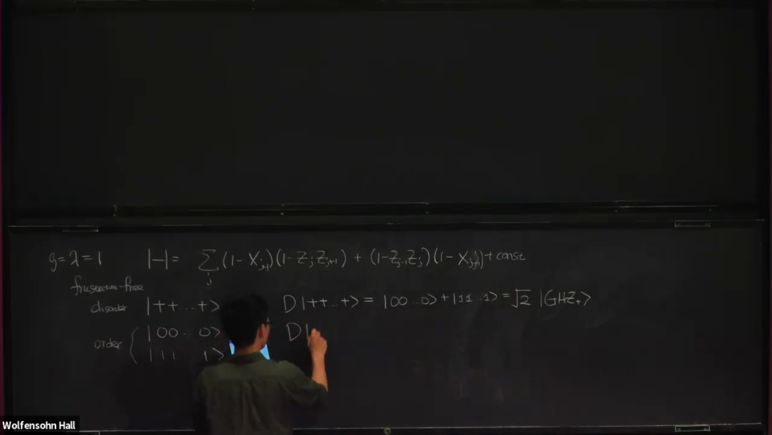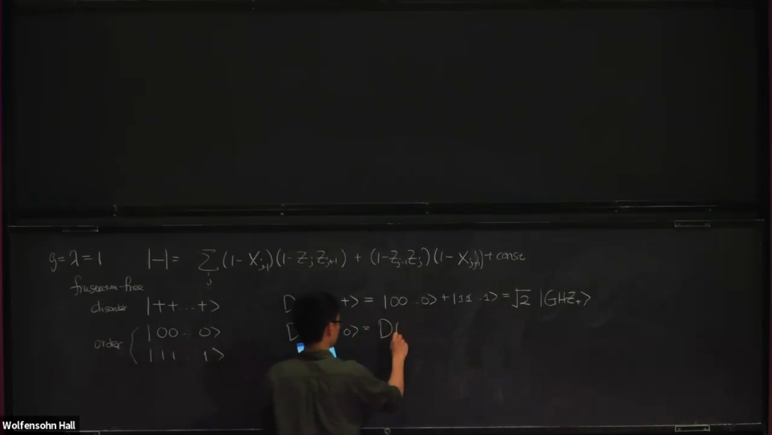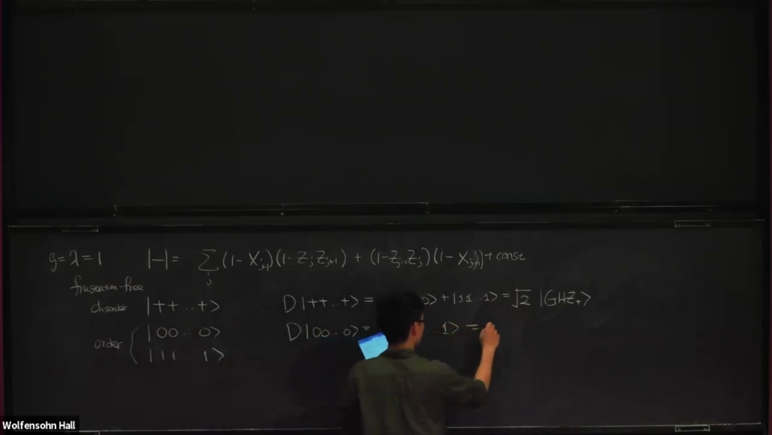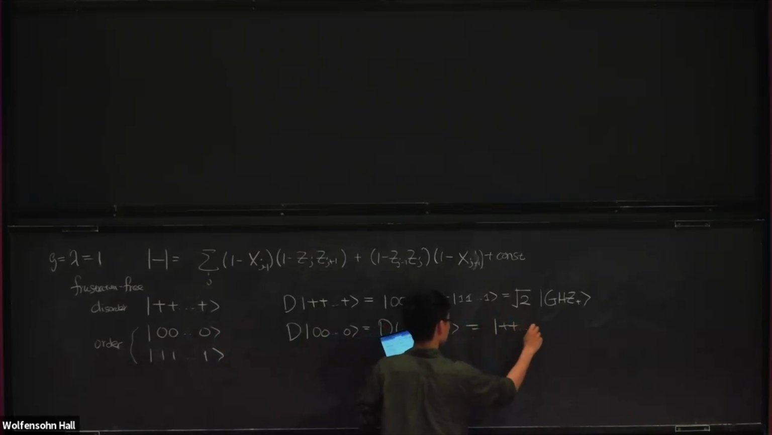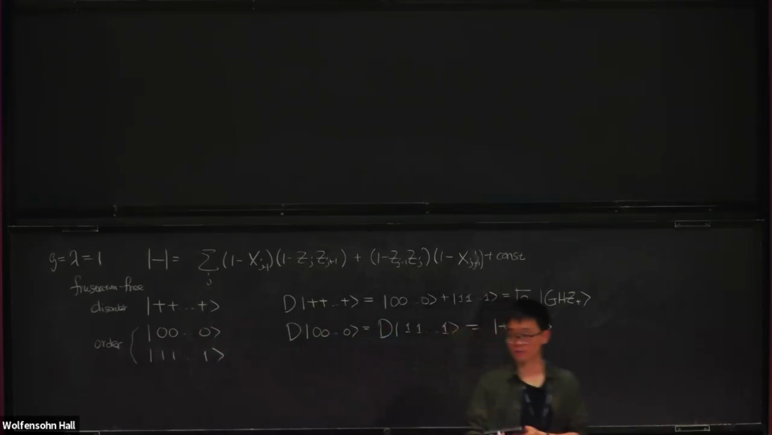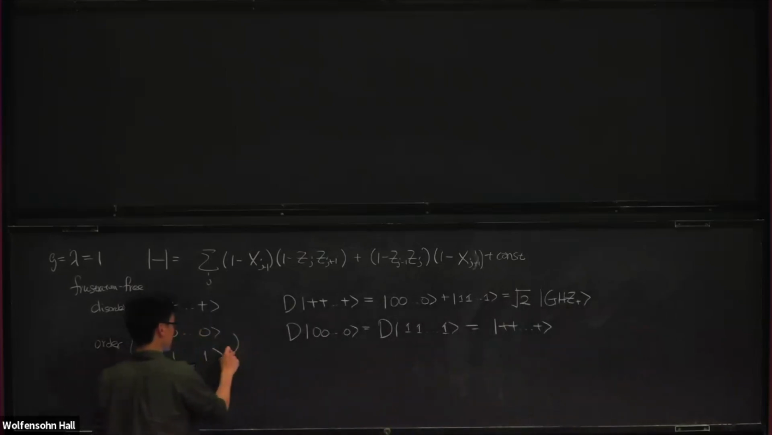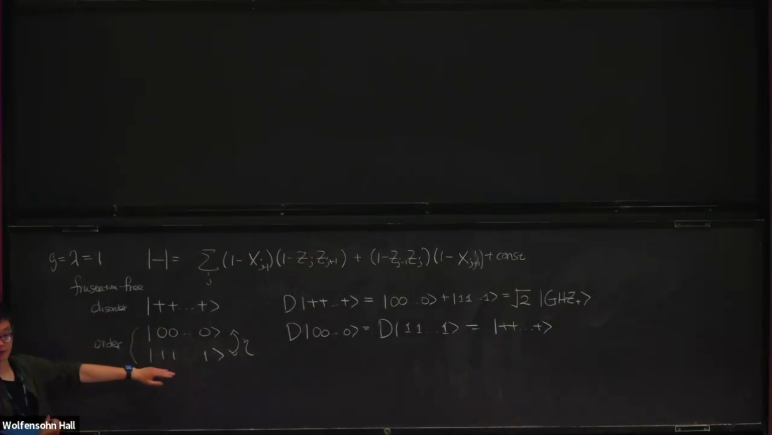If you act D on 0,0, it's the same as D acting on the 1,1. And that gives you back the plus plus. So the structure here is that the invertible Z2 symmetry exchanges the O spin up and the O spin down state. That's just the ordinary spontaneous symmetry breaking of a Z2 symmetry.